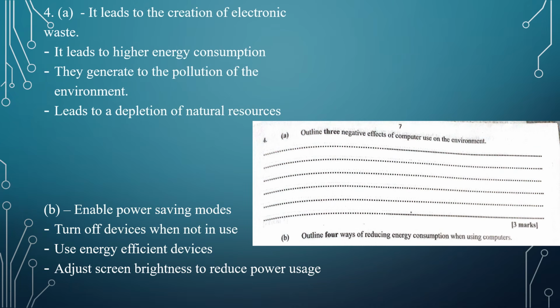And finally, let's look at question number 4. So A says 3 negative effects of computer use on the environment. And the answers are there. It creates waste and it consumes high energy and all that. And B says we should outline 4 ways of reducing energy consumption when using computers. You would have to enable your power saving mode, turn off the devices when you are not using them, use energy efficient devices, adjust the screen brightness to reduce power usage.